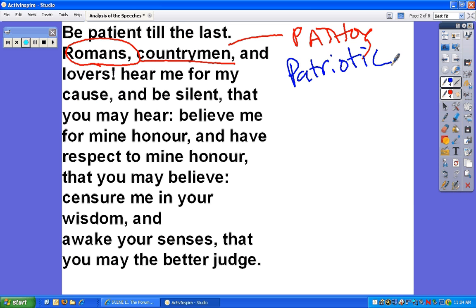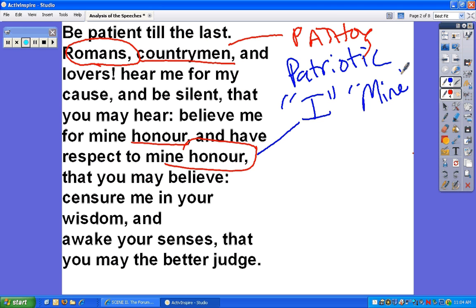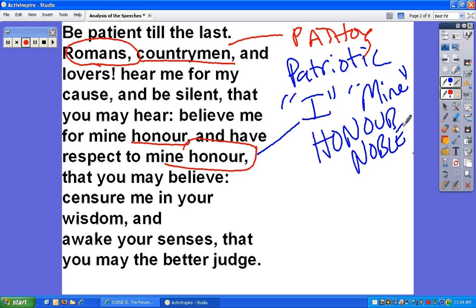"Believe me for mine honor, and have respect to mine honor, that you may believe." Now this is an example of an ethical argument because he believes, and here we go, it's "mine." He has been characterized in the course of this play as having lots of honor and being noble. So now he is using his own ethical appeal as an "I am honorable and therefore you should believe me" type of ethos argument. "Censure me in your wisdom and awake your senses that you may the better judge." In other words, stop messing around and listen to what I say so that you can hear what I'm going to try to prove.